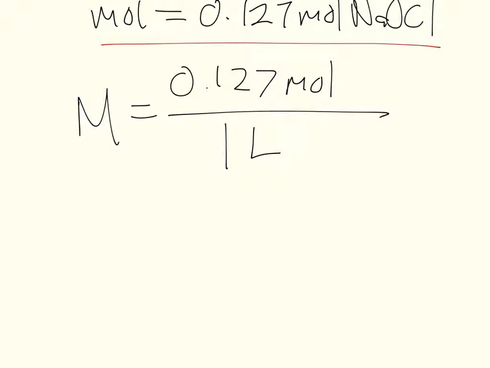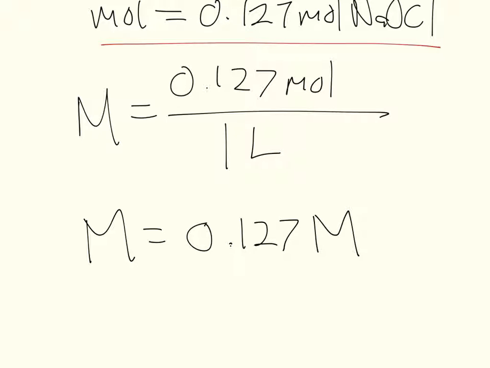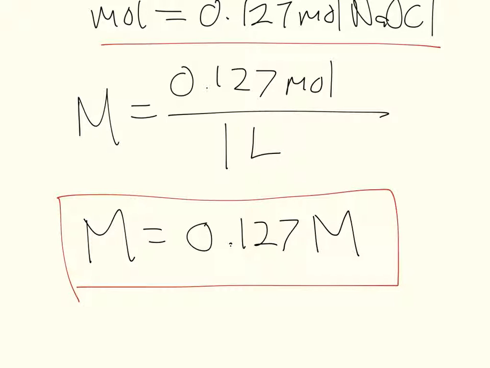What's my unit going to be? Moles per liter. So my molarity is 0.127 moles per liter, which has a special name. We call it molar. This happens to be one of the very few things that we have in chemistry where the symbol that we use to represent something and the letter that we use for its unit happen to be the same thing. But if you see a number with a capital M, that's molar. So this is 0.127 molar. Okay? Everybody with me? Okay.